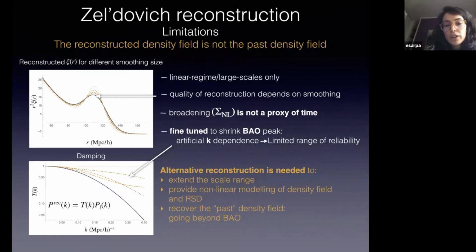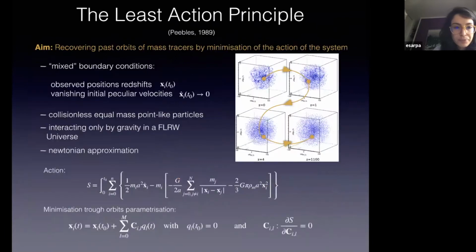So all these features point towards the need for an alternative reconstruction technique, which could be used to extend the scale range outside the BAO peak, to provide nonlinear modeling of the density field and redshift space distortion, and to recover the real past density field, not the modified version of the two-point correlation function.